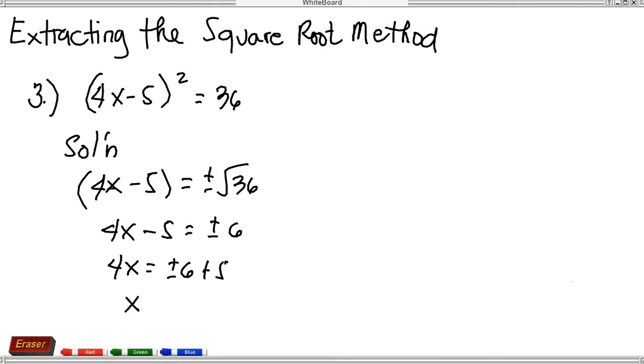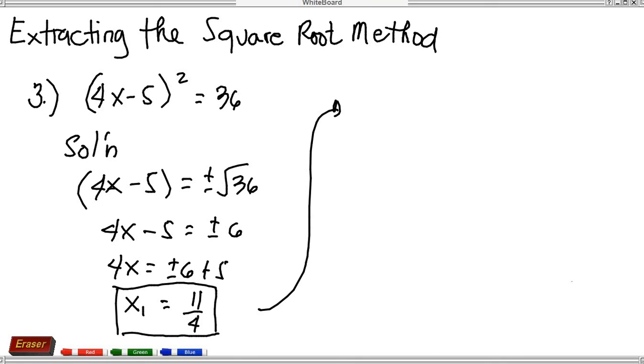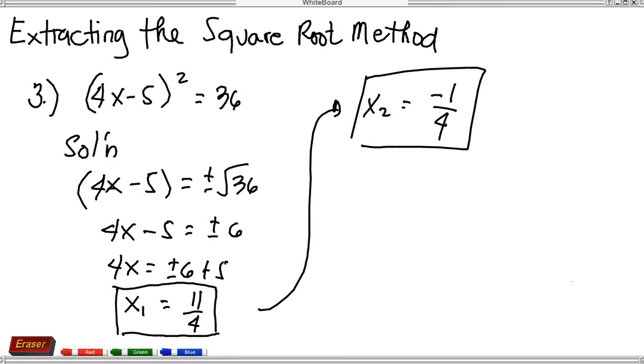Therefore your x1, using the positive sign, is 6 + 5, which will give you 11 over 4. That is your x1. For your x2, x2 is equal to −6 + 5, that will give you negative 1 over 4. This will now be your x2. So that is example number 3.